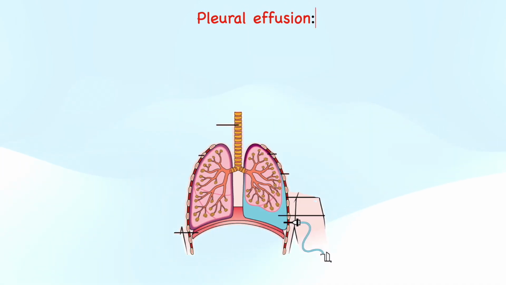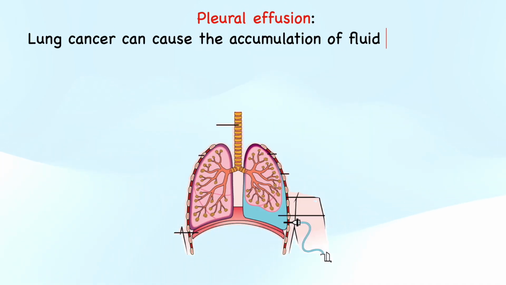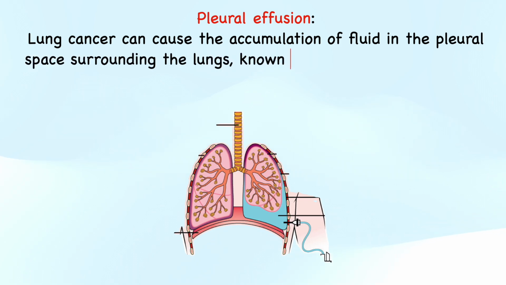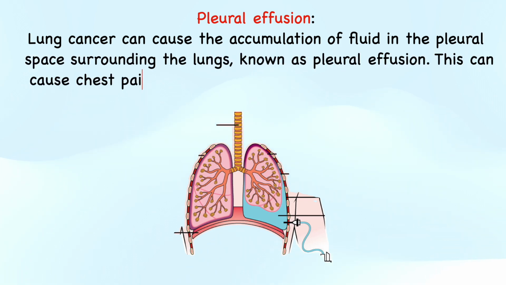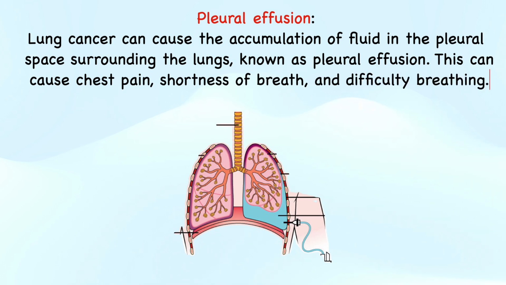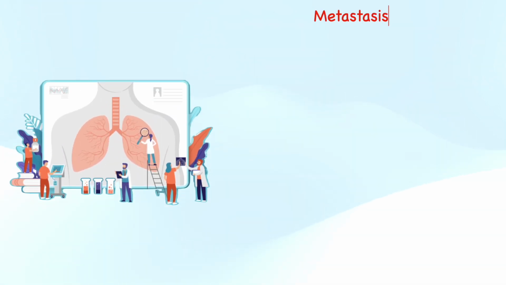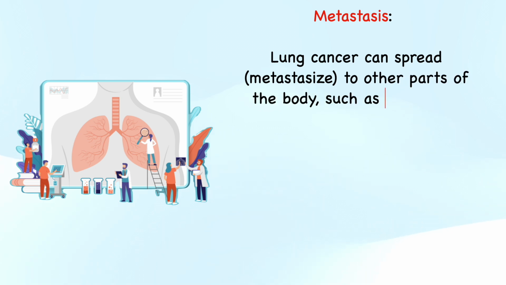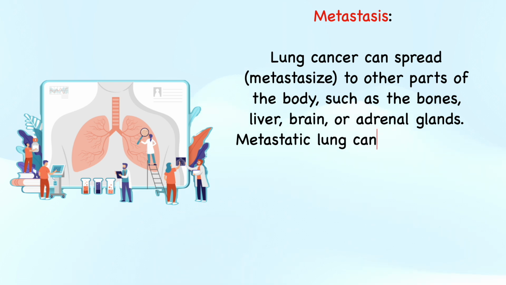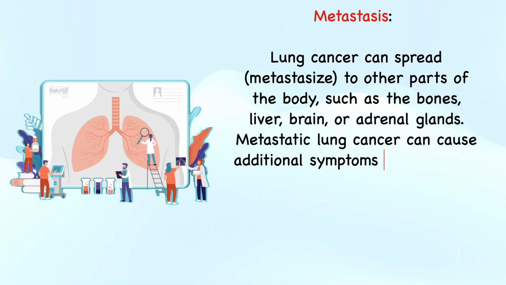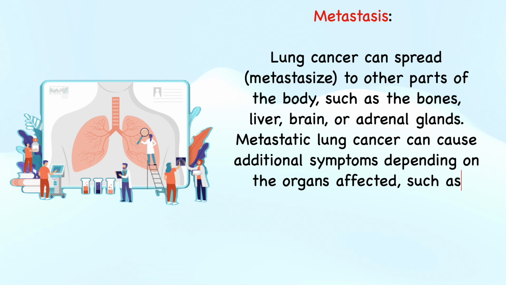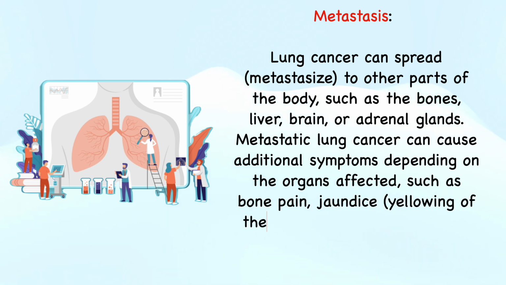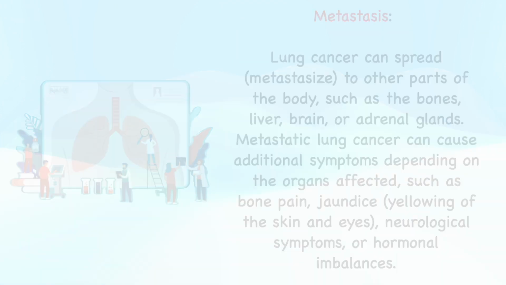Pleural effusion. Lung cancer can cause the accumulation of fluid in the pleural space surrounding the lungs, known as pleural effusion. This can cause chest pain, shortness of breath, and difficulty breathing. Metastasis. Lung cancer can spread, metastasize, to other parts of the body, such as the bones, liver, brain, or adrenal glands. Metastatic lung cancer can cause additional symptoms depending on the organs affected, such as bone pain, jaundice, yellowing of the skin and eyes, neurological symptoms, or hormonal imbalances.